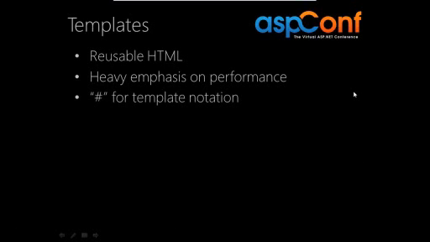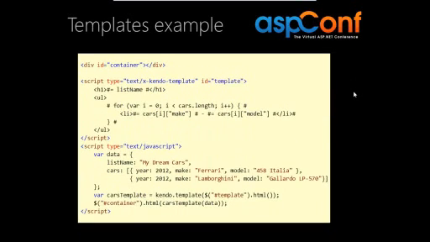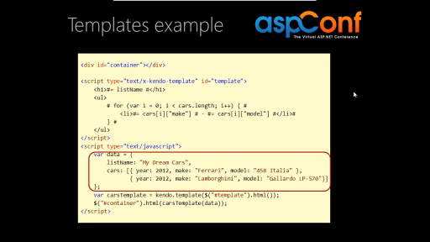All right, so again, reusable HTML, heavy emphasis on performance, and the pound character is what is used for template notation. We'll take a look at this now. Here we have an example of a template. We have a JavaScript object that contains our data. In this case, our data is a JavaScript object that has a list name, which is set to my dream cars, and an array of JavaScript objects which represent cars that have a year, a make and a model.